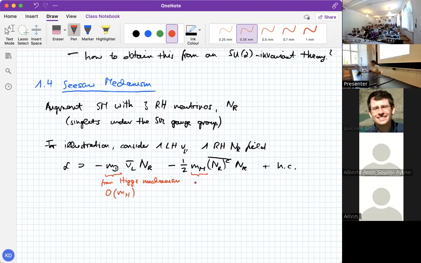Now let's assume this is extremely large. The motivation being that, well, maybe this arises at some GUT scale level or so. That's very hand-wavy, this argument, but unfortunately, that's what the seesaw mechanism is. So this can be very large.